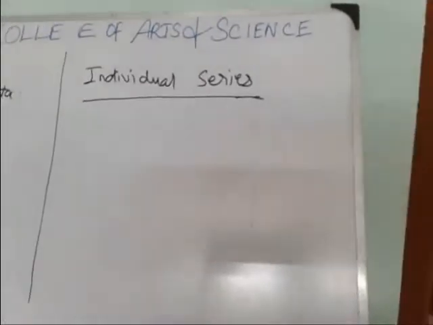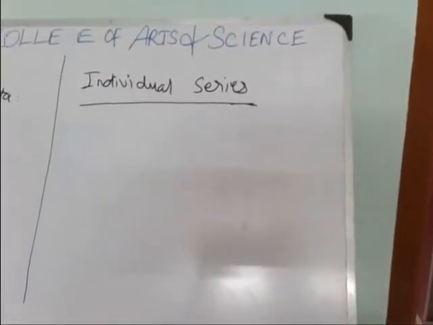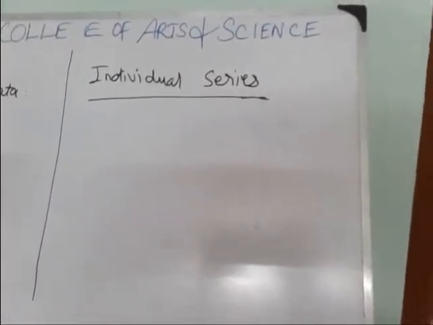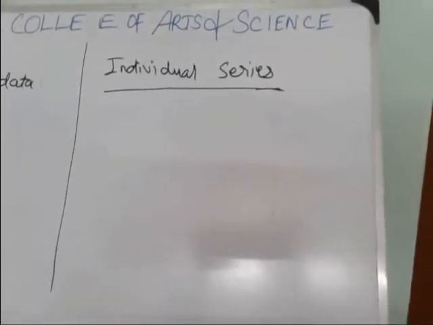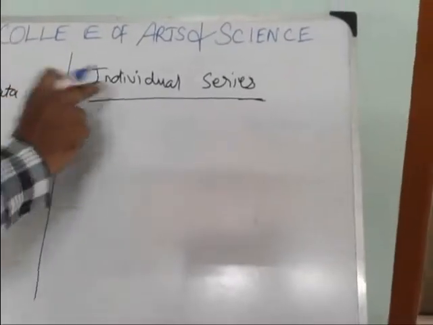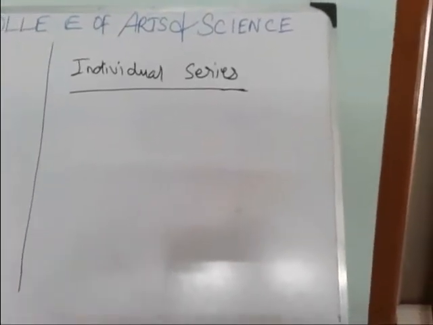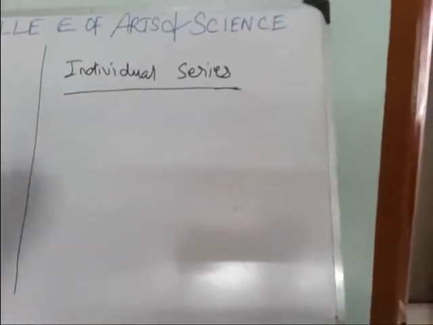First you see the individual series problem. As already told, in each problem we have three cases: the data is in the form of individual series, discrete, and the last one is continuous series. Now first you see individual series. Individual series means only the x value is given, no frequency. That is called individual series.